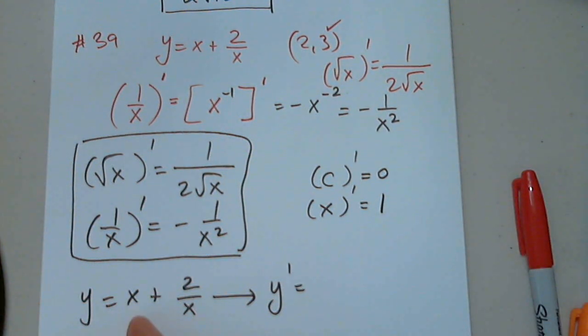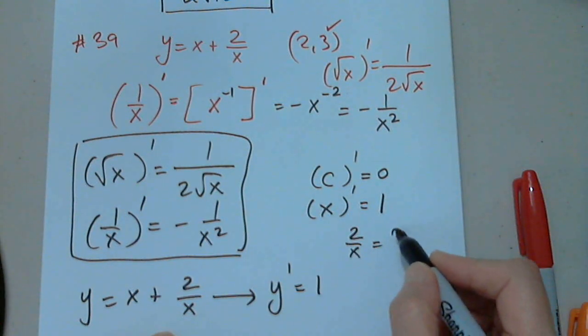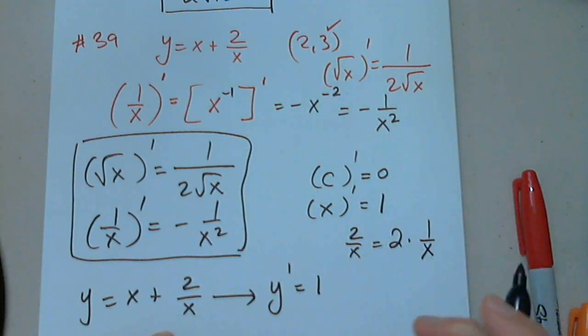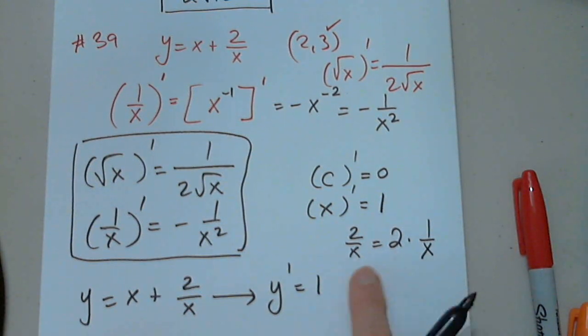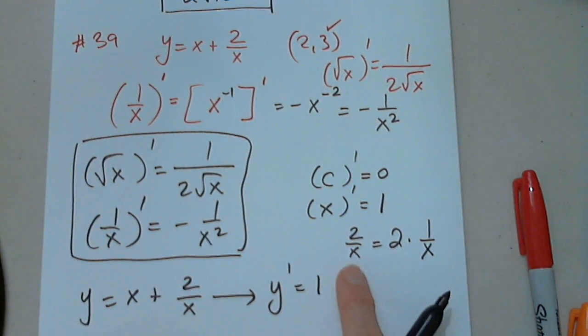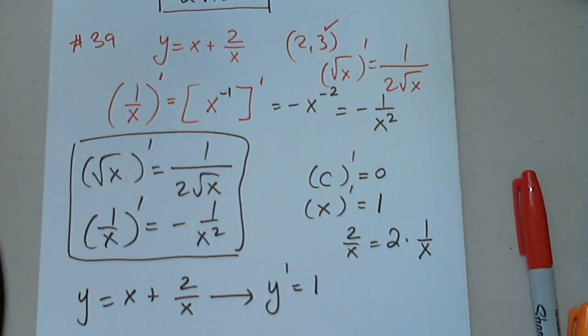Exactly. So x prime will be 1. Good. So now let's differentiate this, keeping in mind that 1 over x prime, remember 2 over x. 2 over x is the same as 2 times 1 over x. You should always see this when you need it, and you should always see this when you need it. Either one. When I need it like this, I will use that. When I need it like this, I use that.